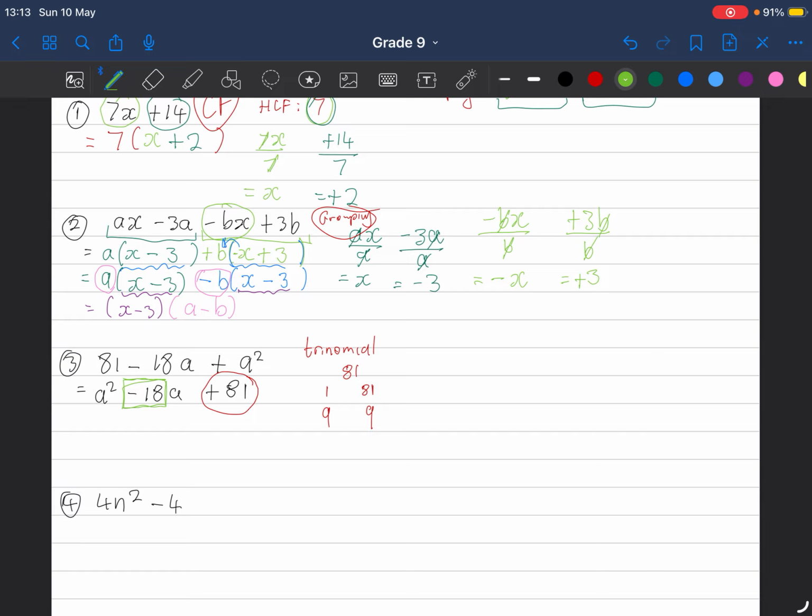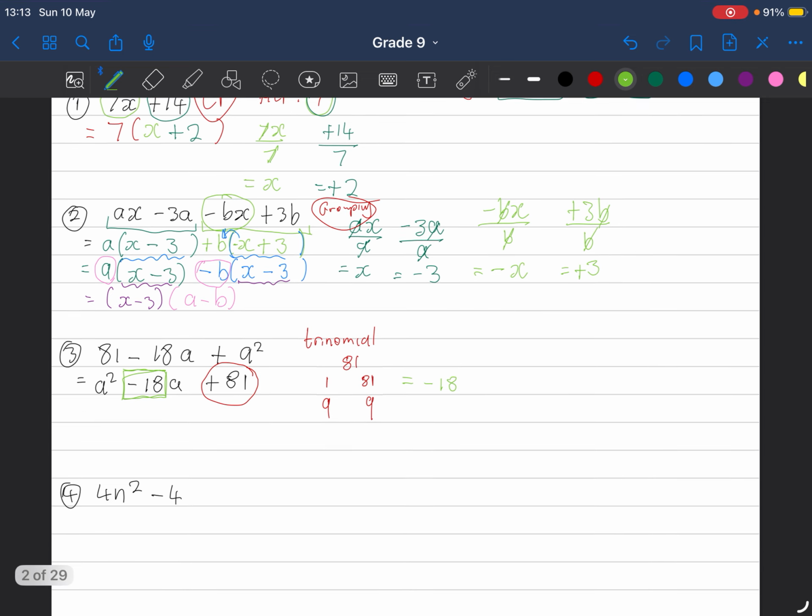So suppose I chose this factor pair. I want to add 1 and 81 in a way that gives me negative 18. Now, no matter how you think about it, whether you do 1 plus 81, or 1 minus 81, or 81 plus 1, or 81 minus 1, you can't get negative 18. So this is out of the question. So let's try it with our 9s. Can 9 and 9 give me a negative 18?